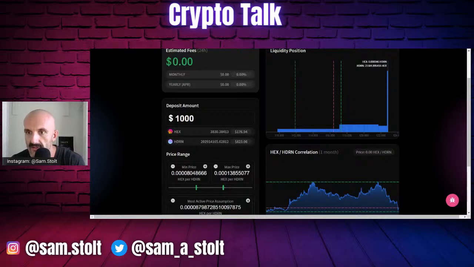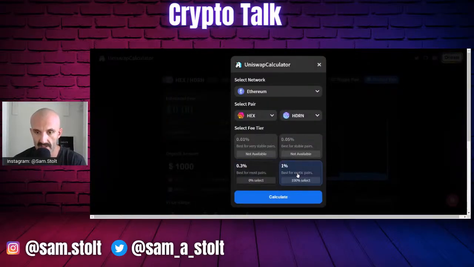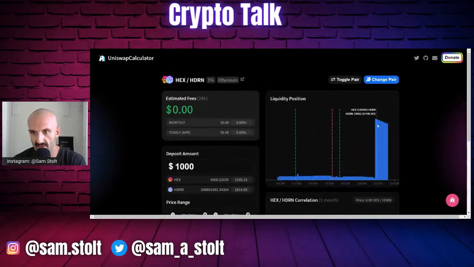This is 21,584 Hex, right, for this over here. So this is a Hex position that's waiting to be sold. This is basically a range order here, right? So they're trying to sell their Hex for Hedron at that price right there. When we go to the 1% pair, it's a little different because we have all of this over here, right? And the reason that there's not any Hedron in this pair, you get to see that the Hedron's basically staying the same.